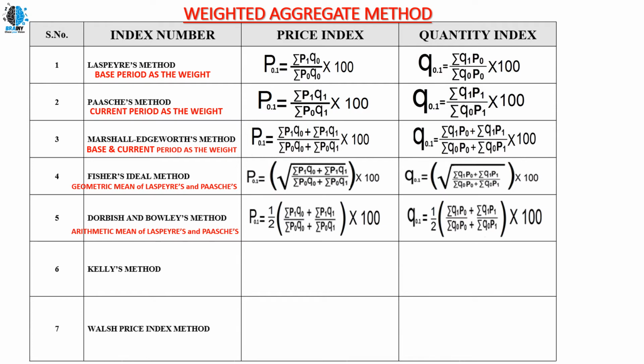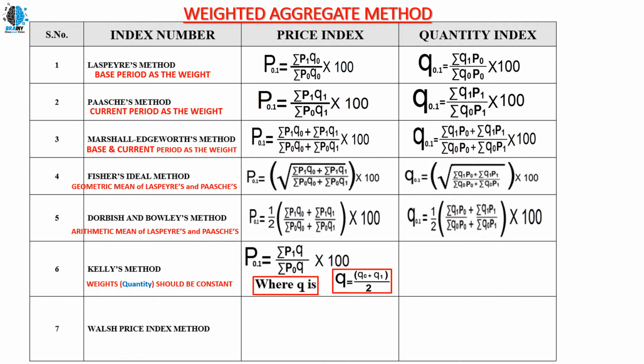Next we have Kelly's method. Here in Kelly's method, the weights should be constant. Weights are nothing but quantity, which should be constant. As we know, the Laspeyres method formula for price index is summation P1 Q0 divided by summation P0 Q0, into 100. In this we have Q0. Now in Kelly's, we will have only Q, not Q0. This Q is equal to Q0 plus Q1 divided by 2, which is nothing but our arithmetic mean.